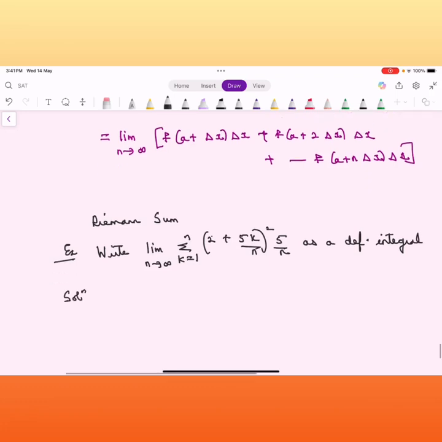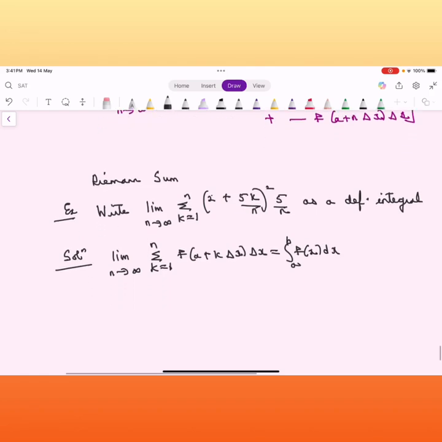So the solution will be, we have the limit as n tends to infinity of the summation from k equals 1 to n of f(a plus k delta x) into delta x, which is the integral from a to b of f(x) dx. This is a formula where delta x is (b minus a) by n. So comparing it with the formula, we can say that a is 2 and delta x will be 5 by n. Now delta x is (b minus a) by n.